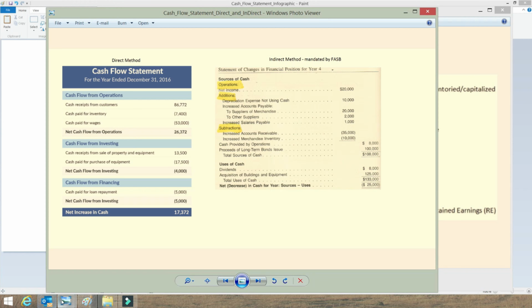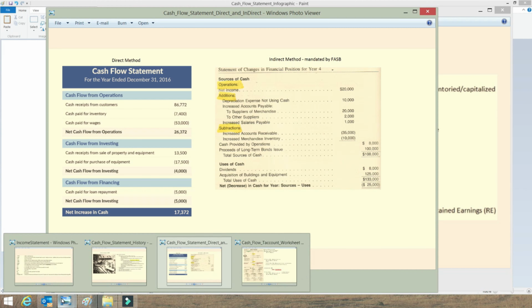Let's now look into the details of how you pull the numbers for the indirect cash flow statement.